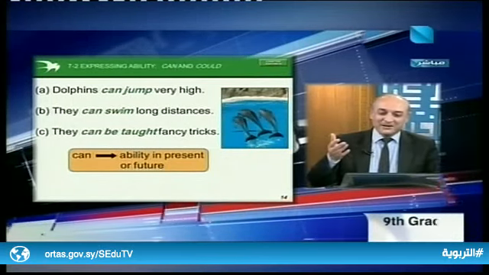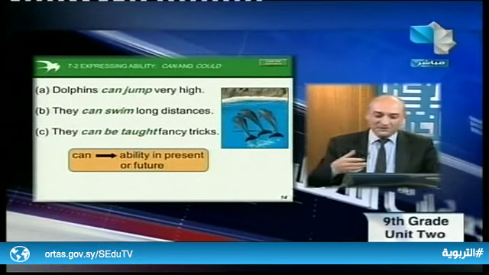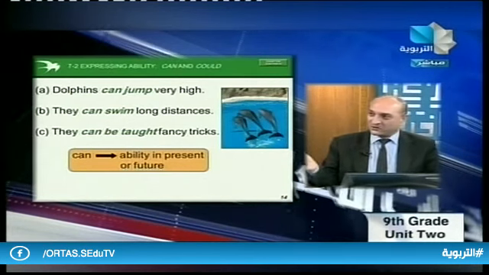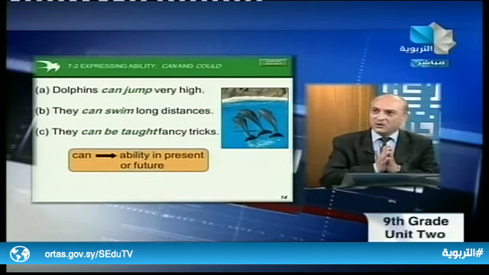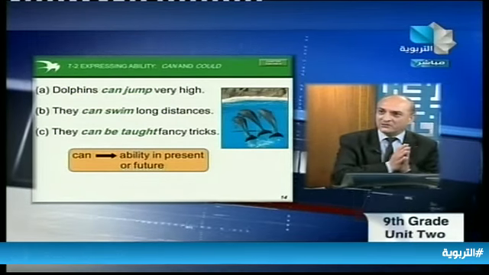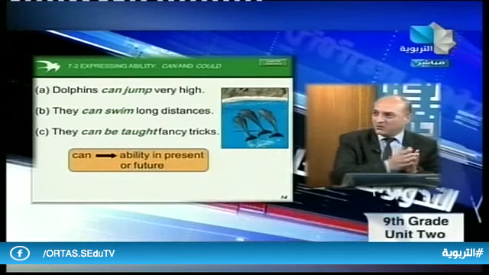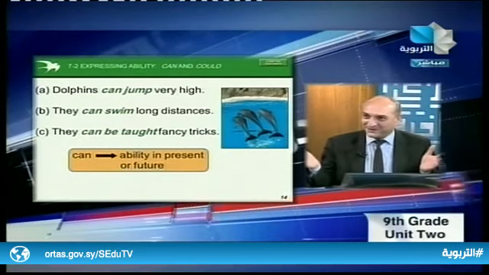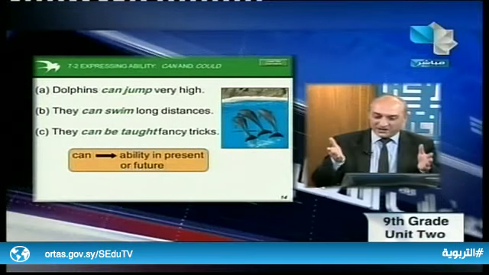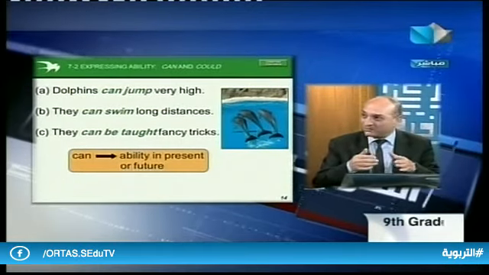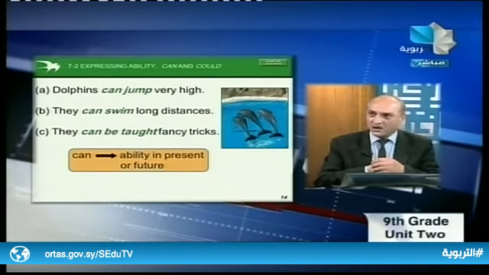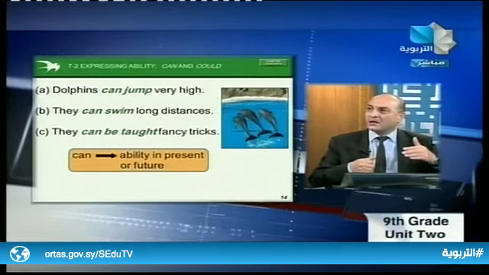So dolphins can jump very high at any time. They can swim long distances at any time. They can be taught fancy tricks at any time. They have these abilities. We are telling facts about dolphins, so there is no need to use the past. We use the present. Very nice. So can here expresses ability in the present or future, not only the present. For example, I can help you at any time. I can help you now, I can help you tomorrow, I can help you next year, etc. At any time you want.